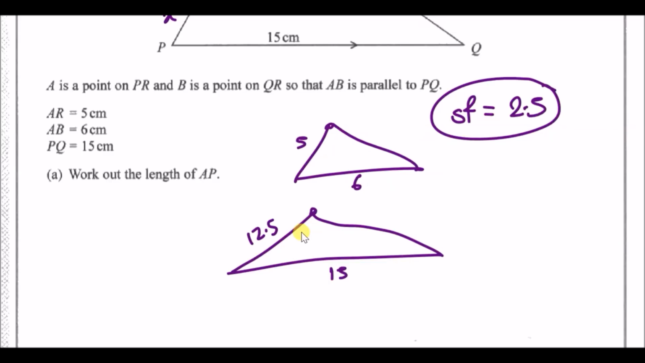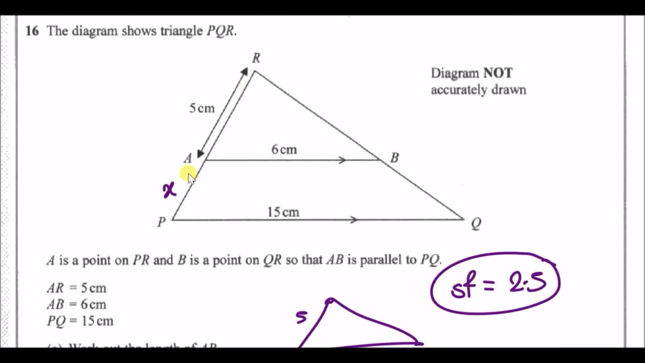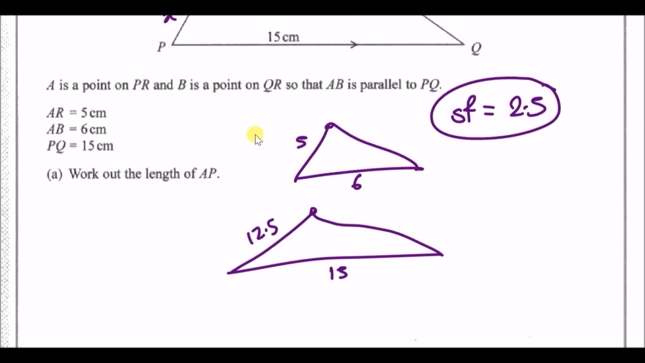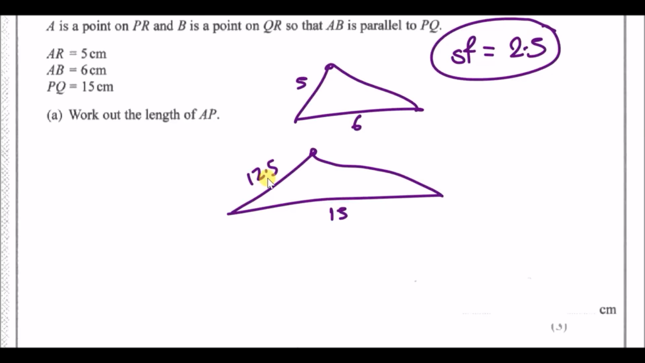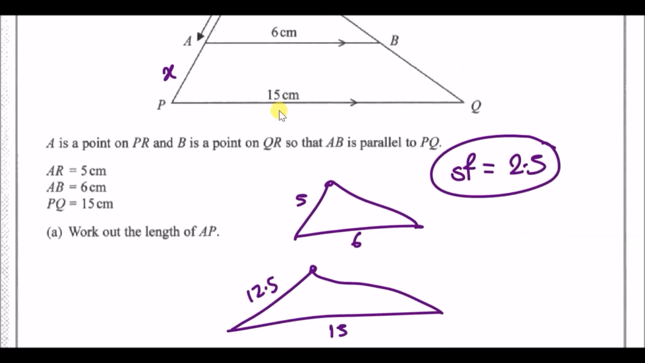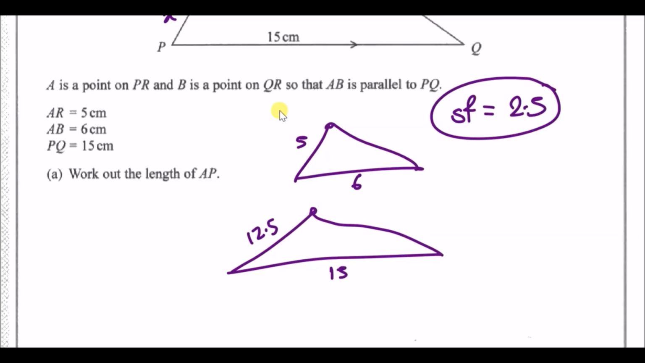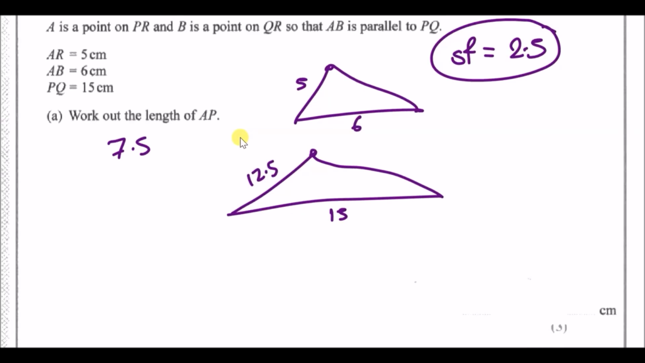Now that's the length of the full thing from R to P, yeah? We know part of it is 5. I know it looks kind of weird, but this length is actually longer than it should be. The total length is going to be 12.5, so subtract 5 from it to get the remainder, which will give us 7.5. Okay, and that's it. The length of AP is 7.5.